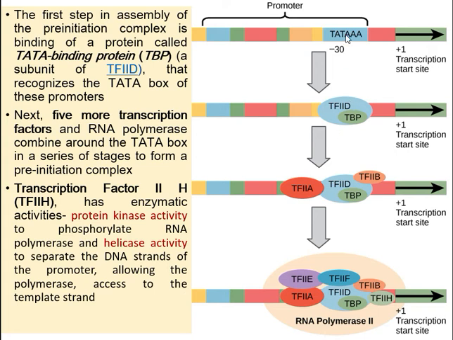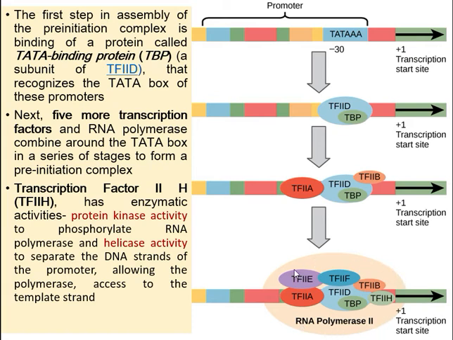Now the other transcription factors also come and bind. 5 more transcription factors, which are they? TFIIA, B, then E, F and H, and then the RNA polymerase II also joins. So 5 more transcription factors and RNA polymerase will combine around the TATA box in a series of stages and thus form the pre-initiation complex. This is a stepwise process, where TBP is the first one to recognize TATA and bind to it. Thereafter, the other factors will come into play and the RNA polymerase will also join them.